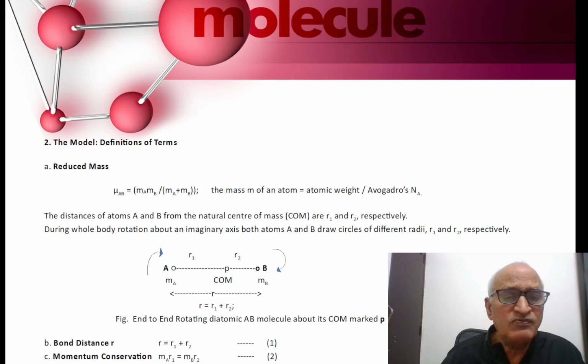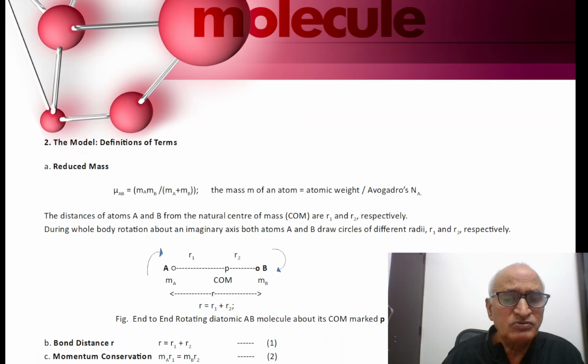Another term, moment conservation. It says that M1 R1 equals M2 R2 or MA R1 equals MB R2. From this simple relationship, we can have MA R1 equals MB R minus MB R1.